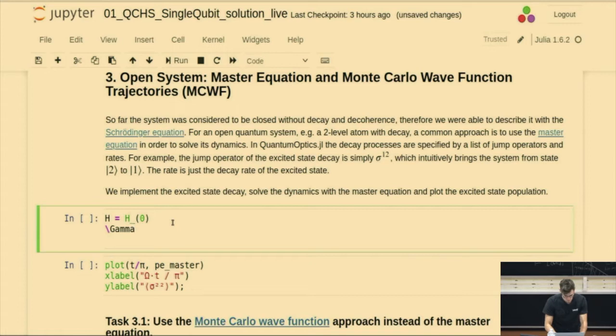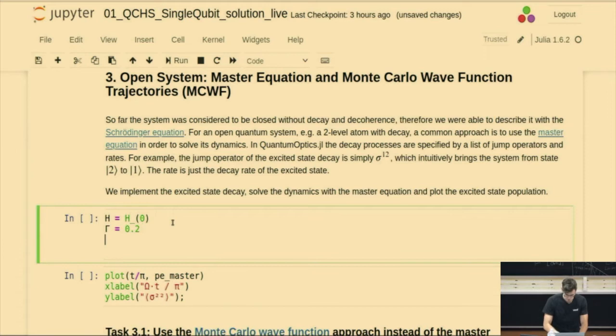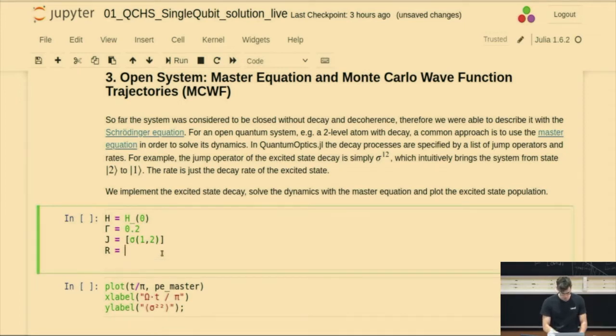Then I just need to define my rate and my jump operators for the atom. If you want the atom to decay from the excited state to the ground state, it is just a sigma 1 2 operator. And the thing we also need is the rate, and this is just the decay rate of the atom, what we defined before.